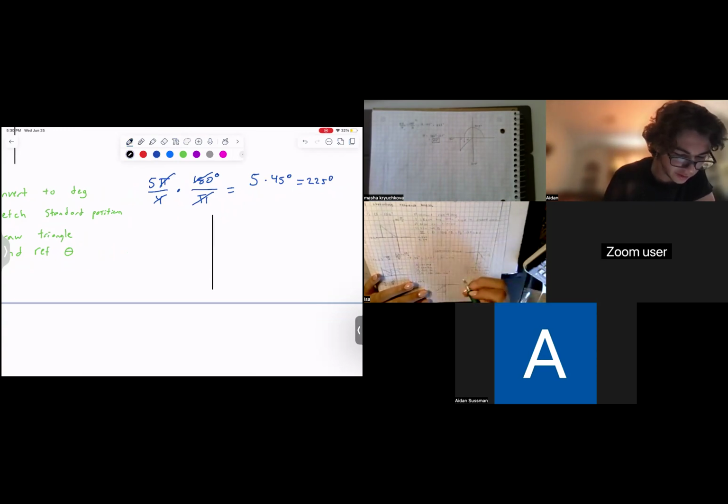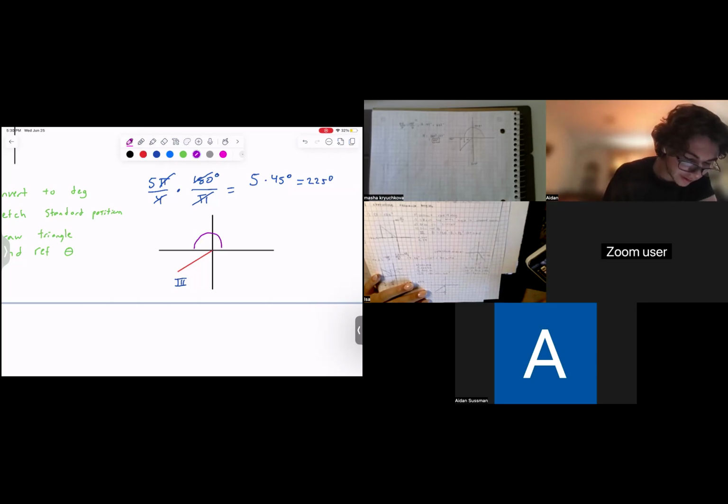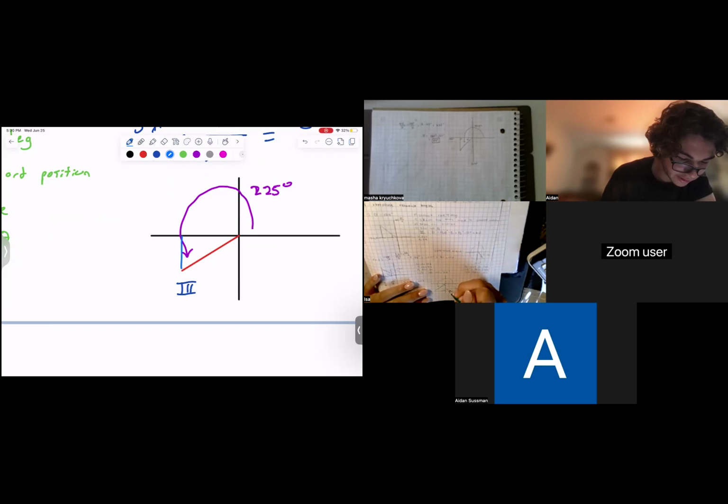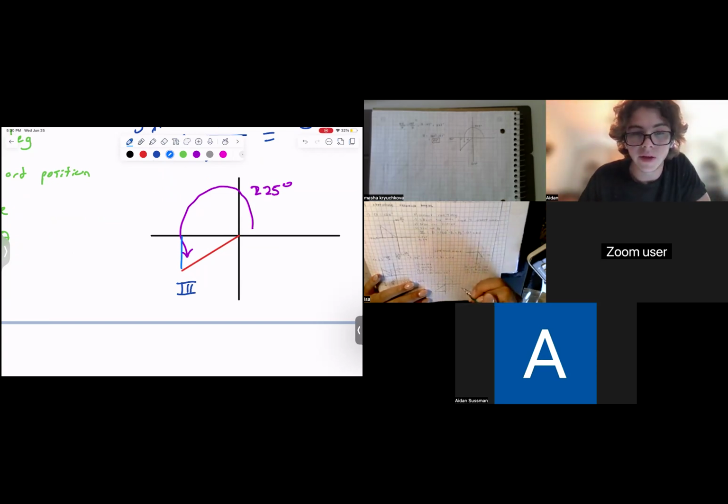And all right, well, we know that that's greater than 180, but less than 270. So it must be in quadrant 3. So we'll draw that somewhere over here. Actually, let me draw it a little bit over here. We'll call this our 225-degree angle. The next step is to draw our triangle. And I saw, it looks like you both got that.